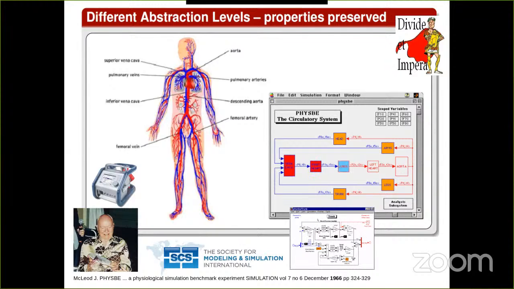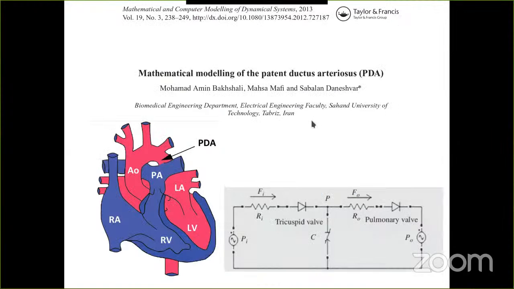This was in 1966, but it is still a benchmark for simulation. It's called the FISB simulation model. This is obviously a very high level of abstraction, and it turns out more recently, more detailed models have been built of the heart. And this is an electrical analog. And of course, we can go even deeper.